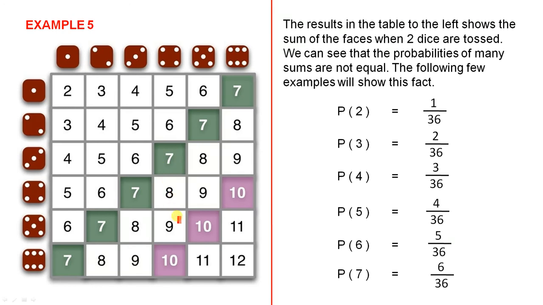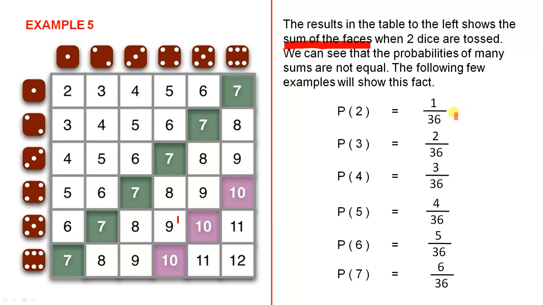Let's do one more and then we'll move on to the exercises. Let's look at this section here where the 9 is. What does that mean? It means one of them showed a 5 and the other one showed a 4, and that total is 9. So they're all the possible answers. There are 36 of them when you throw 2 dice and you add up the faces on top. So the table to the left shows the sum of the faces when 2 dice are tossed. Sum means you add them up. We can see that the probabilities of many sums are not equal. The following few examples will show this fact.